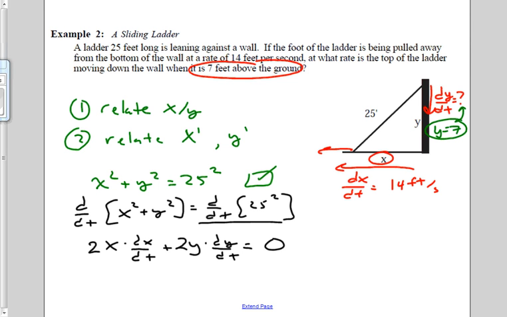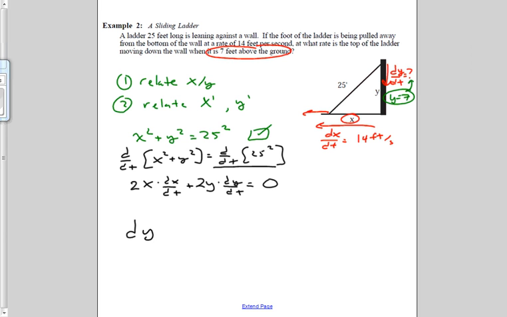Solving for dy/dt, because that's what we're looking for, dy/dt equals negative x dx/dt over y. Okay, so now I want to find dy/dt when y equals 7. So I know that my y value is going to be 7, and I know my dx/dt is always 14. Now I just need to find x.